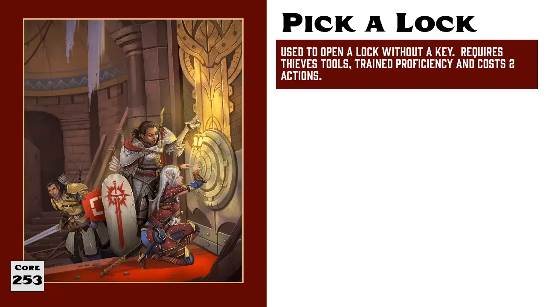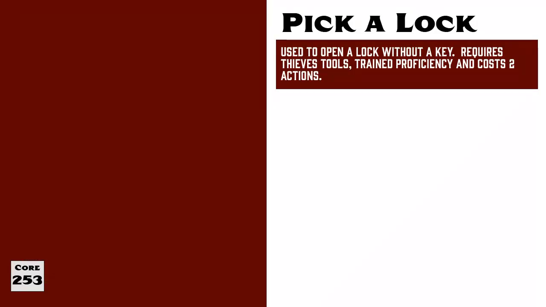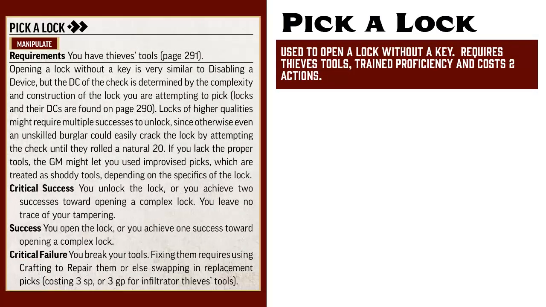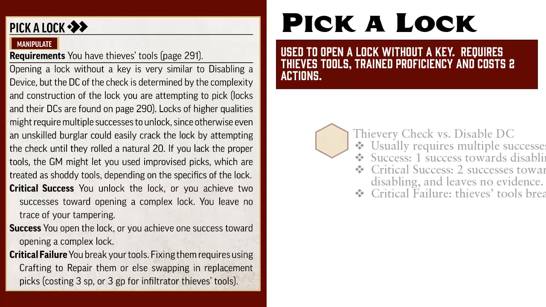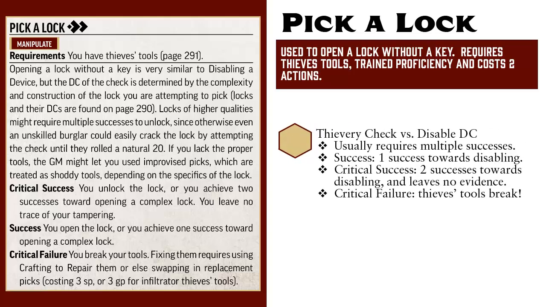The last thievery action works almost identically to disable a device, but is specifically intended for disabling locks. Just like with disabling a device, pick a lock requires you to be at least trained in thievery and costs 2 actions per attempt. You must have thieves' tools to pick the lock, and just like devices, locks may require multiple successes to open. The player rolls a thievery check versus a DC set by the GM or by the lock in question.